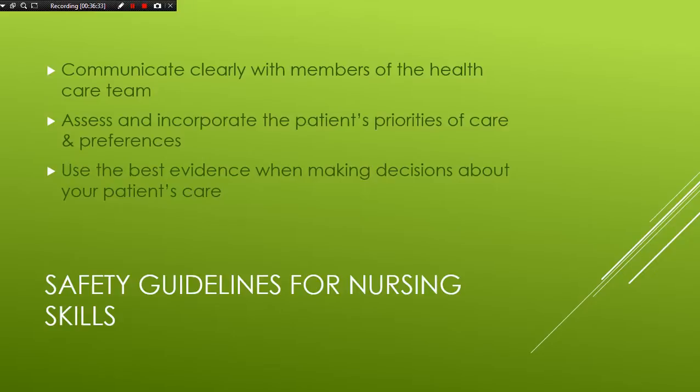Ensuring patient safety is an essential role of the professional nurse. To ensure safety, communicate clearly with members of the healthcare team, incorporate the patient's priorities of care and preferences, and use best evidence when making decisions about your patient's care. When performing the skills in this chapter, remember the following points to ensure safe, individualized, patient-centered care.